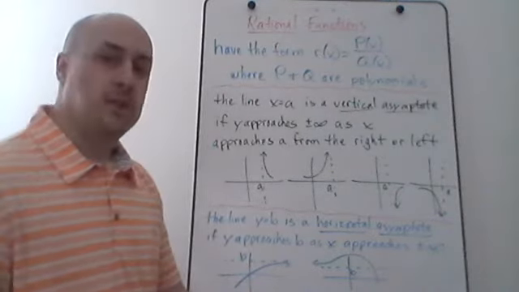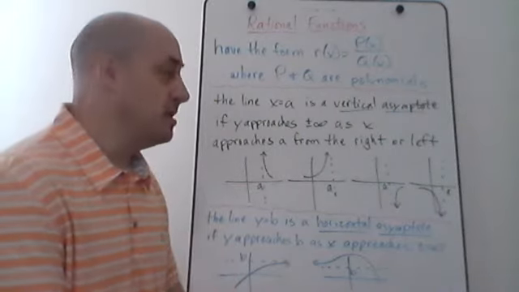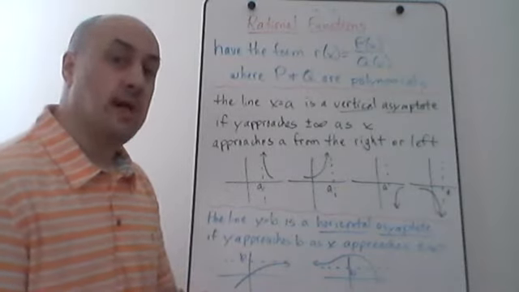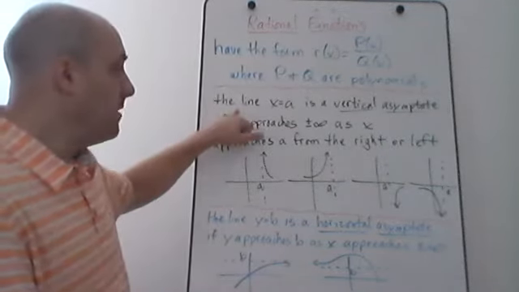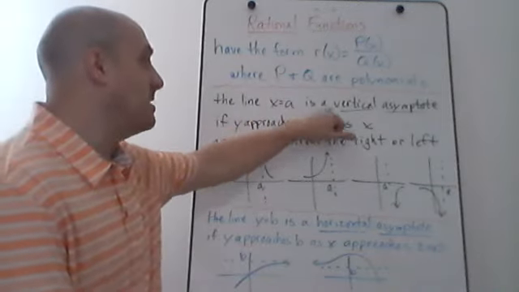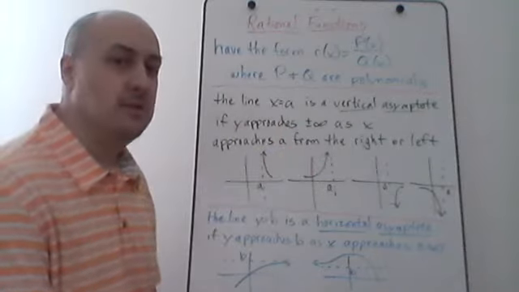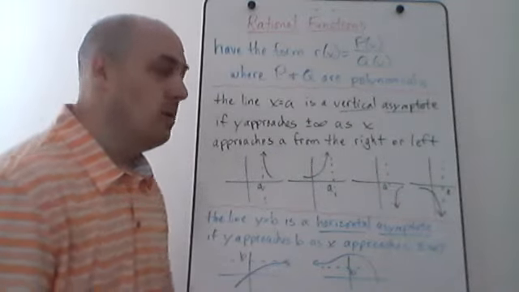Now, one of the attributes of the graph of a rational function is that most rational functions have asymptotes, right? And we have vertical asymptotes, and we also have horizontal asymptotes. All right, so first up, the vertical asymptotes. The line x equals a is a vertical asymptote if y approaches positive or negative infinity as x approaches a from the right or the left.